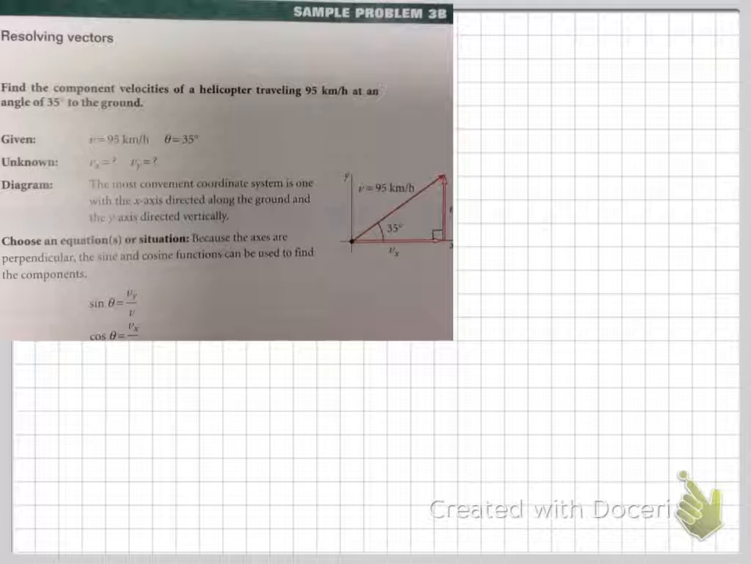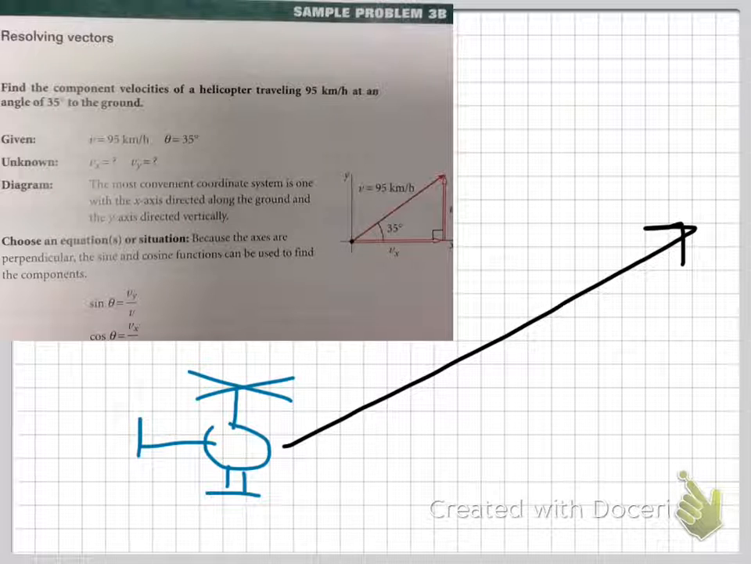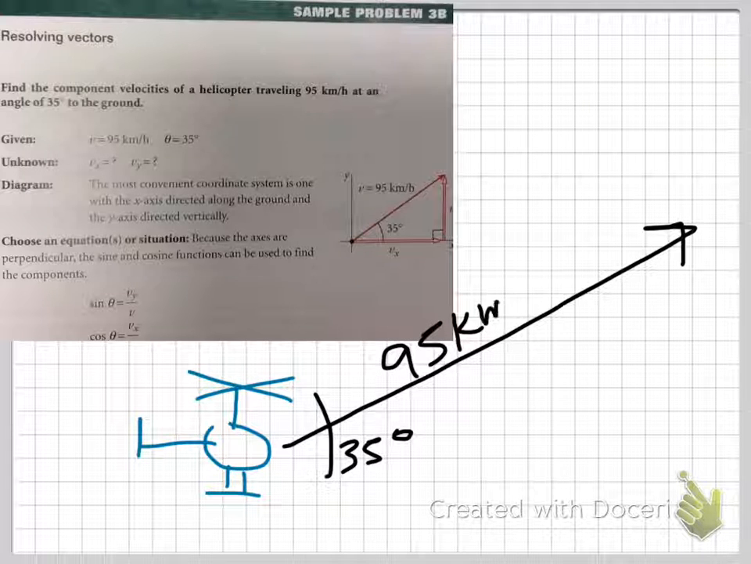The thing that they're going to start the discussion with, and I will too, is a coordinate system. So again, we typically use x-axis as the ground, y-axis is directly up, and we've drawn a nice little picture. I'll add my own little picture to it. There's my helicopter, and it's traveling at 35 degrees above the ground. Its overall velocity is 95 kilometers per hour.